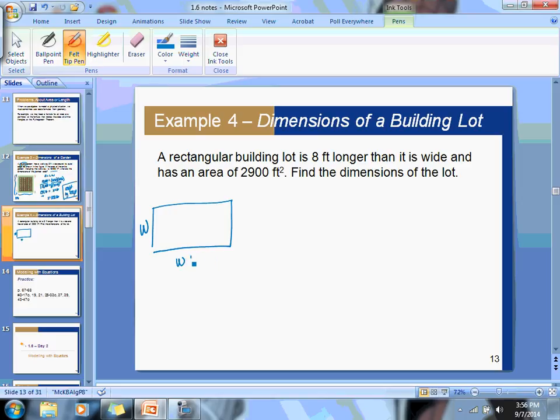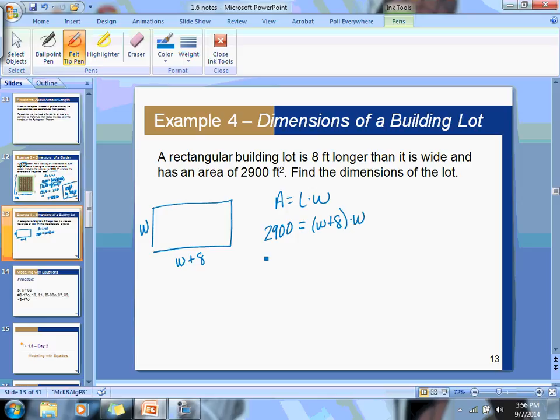So it would be the width plus 8 to get my length. And it has an area of 2,900 feet squared. Find the dimensions of the lot. So now that we have our picture drawn, we can see the length and the width. We know the area. So again, this is going to be area equals length times width. So my area is 2,900. My length is the W plus 8. And my width is my width.